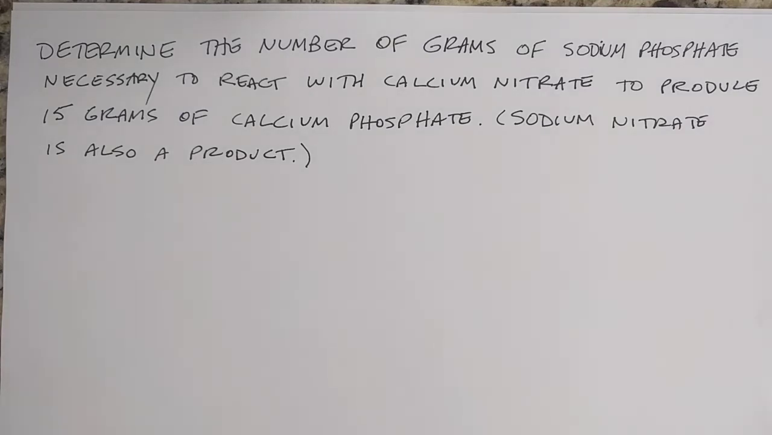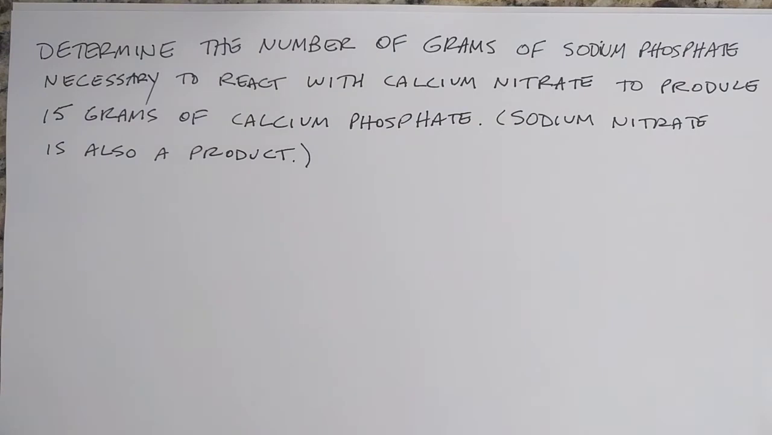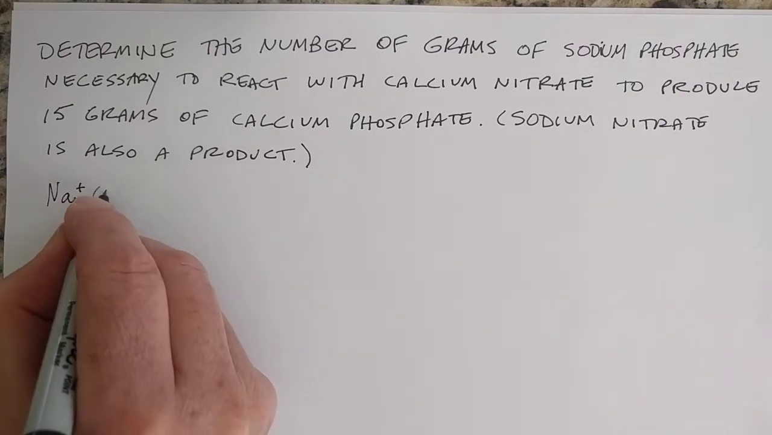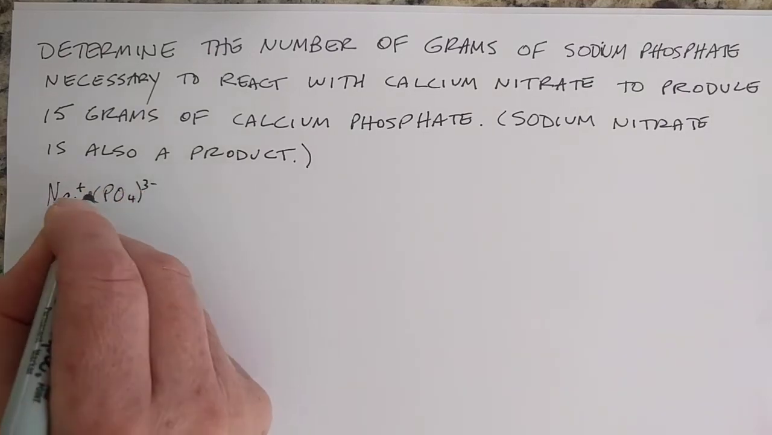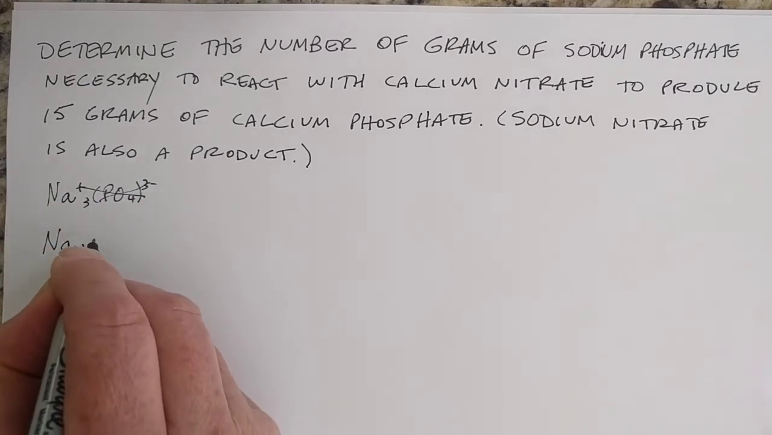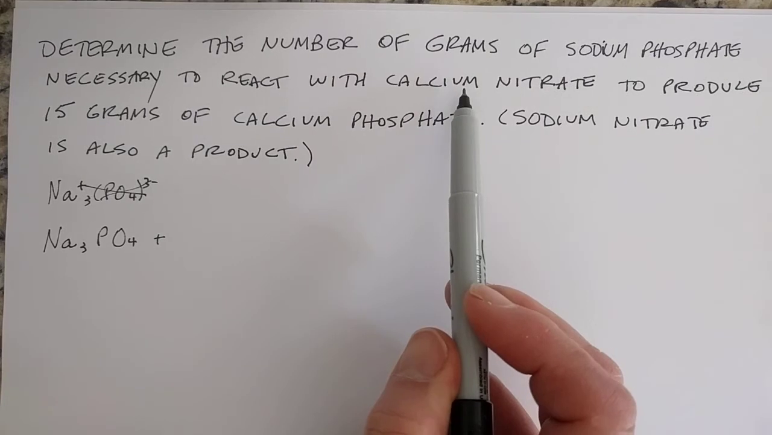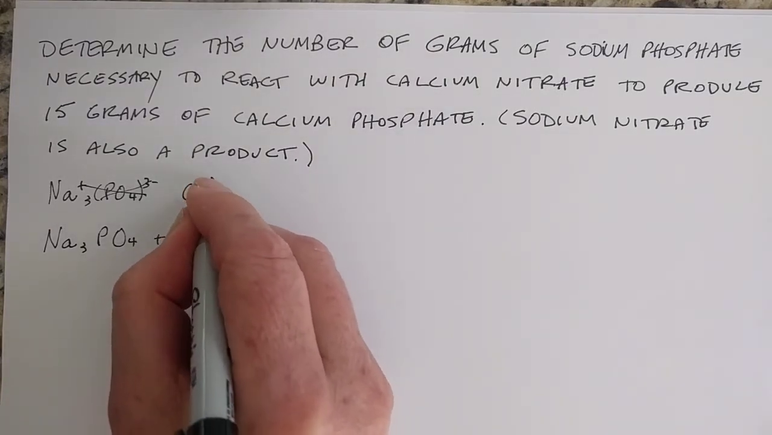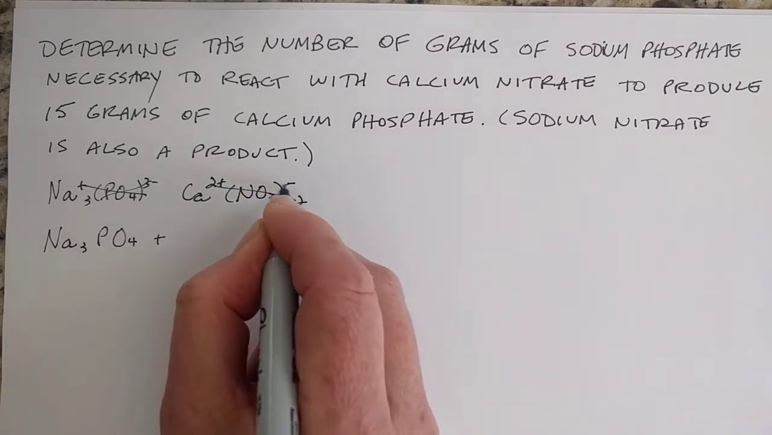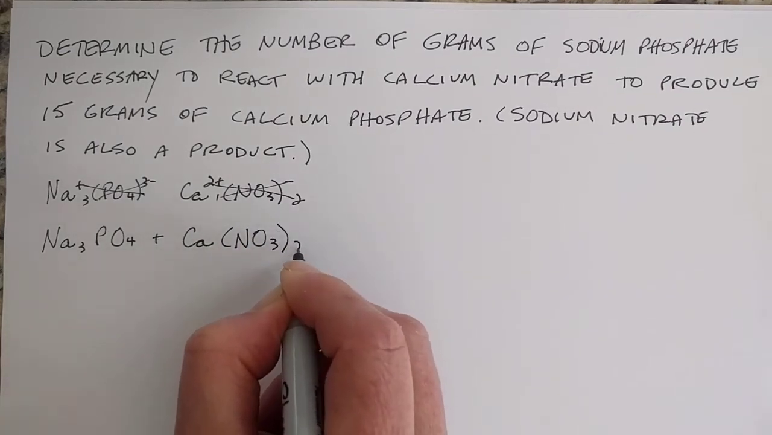All right, we need to write our balanced equation. So sodium phosphate and calcium nitrate are our reactants. So let's get that formula. So sodium is a +1, phosphate, PO4 with a 3 minus charge, cross the charges. Our first reactant is Na3PO4. Plus, our second reactant is calcium nitrate, Ca2 plus, NO3 minus, cross, cross. We have Ca(NO3)2.